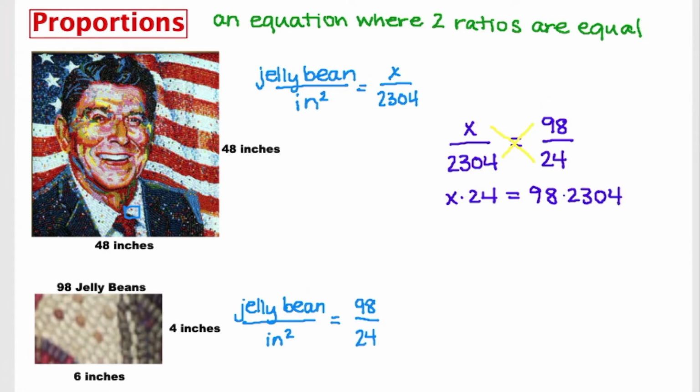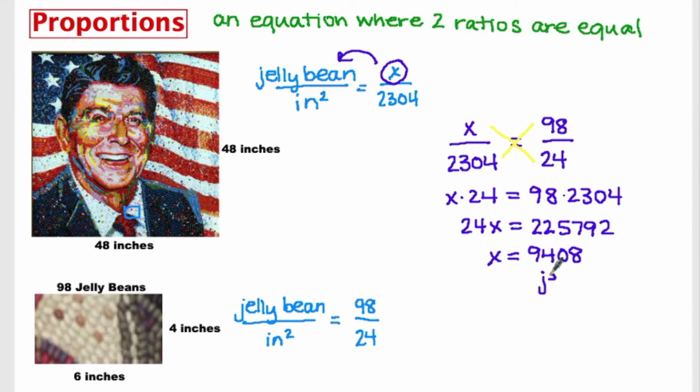And then we don't have those fractions anymore. And I get 9,408. Remember that that was the top number, which represented jelly beans. So that's how many jelly beans are in that entire 4 by 4 foot portrait. Now that's just an estimate, but I think it's pretty close because shouldn't those ratios be equal? That's why I can use a proportion to solve.